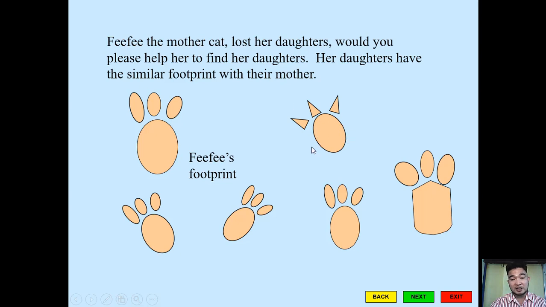So no, this is not. How about this one? This is also not similar to this. How about this? Yes, this is similar to Fifi's footprint. So this is a footprint of Fifi's daughter. How about this one? Is this similar to this? Yes, they are similar. So this is probably a footprint of Fifi's daughter, and also this one. This is also a footprint of Fifi's daughter. So Fifi has 3 daughters here.